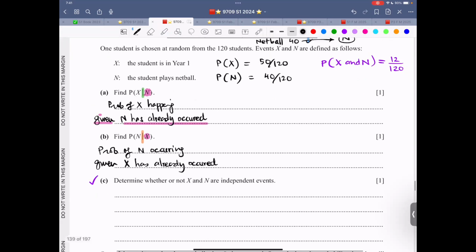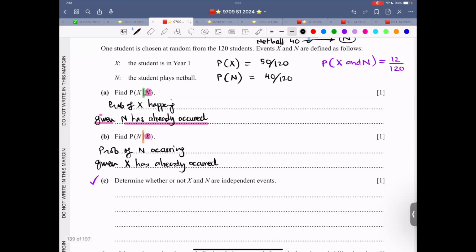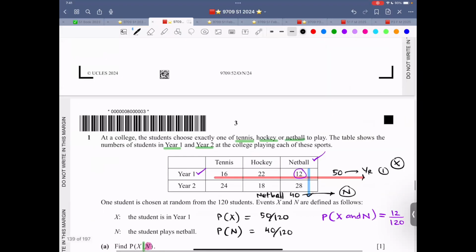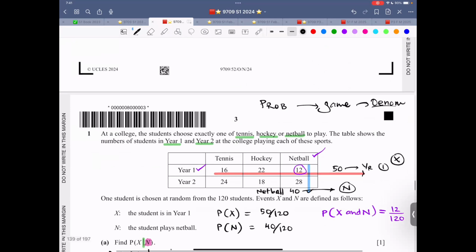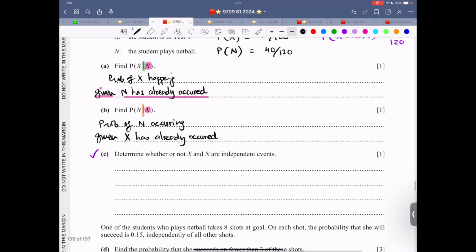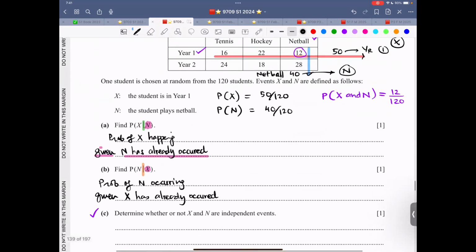Now, the working is for 1 and 1 mark. It's very basic, but the main thing is the denominator. So remember, when we talk about probability during our regular classes, the game is all about the denominator. You choose the right denominator, very high chances. You choose the right numerator. So N has already occurred. So over here, 40 is the denominator.